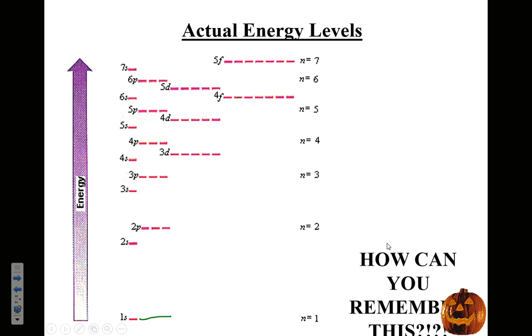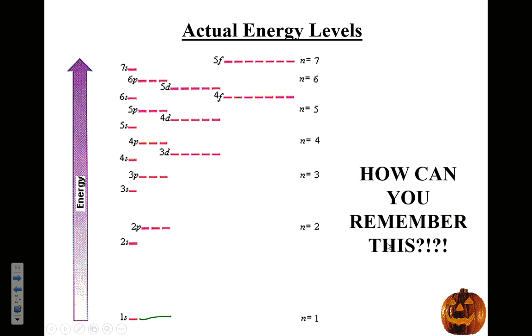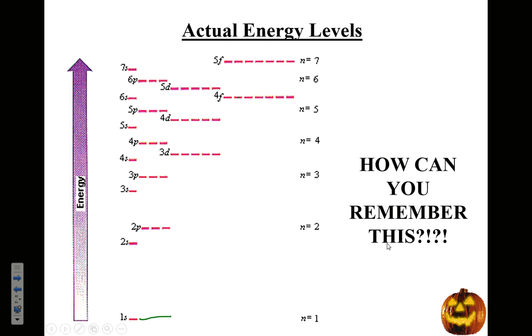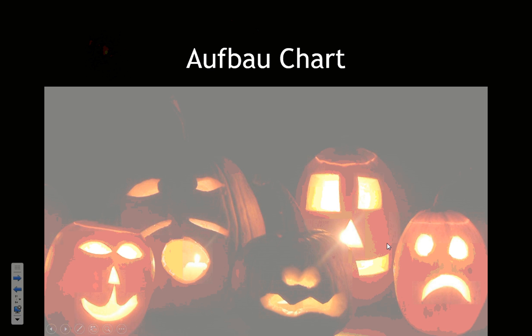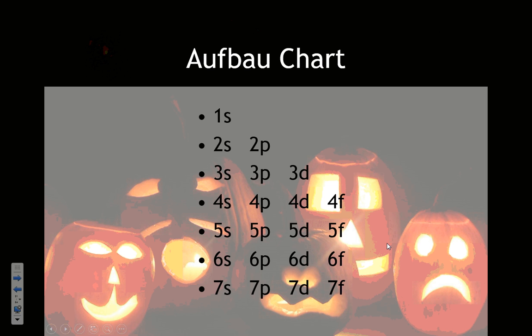So how in the world can you remember this? Well, we're going to end up looking at a couple of different techniques. And don't despair, it's going to be a lot easier than you think. The first one we're going to look at is what's known as an Aufbau chart. This is an example of a mnemonic aid. It's just a memory aid that helps us remember what comes next.